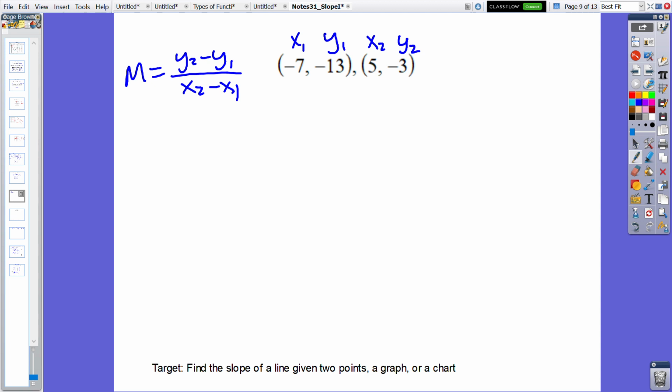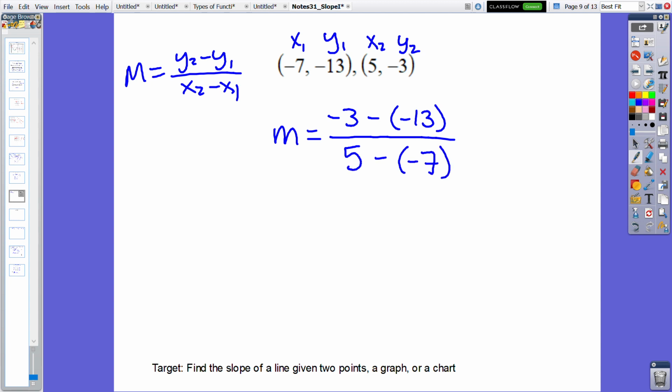All right, so let's go ahead and use this. When I replace all my variables, x1, y1, x2, y2, I get negative 3 minus negative 13. Okay, make sure you put that negative 13 in parentheses so you don't get minuses confused. And then 5 minus negative 7. Now remember, when we subtract a negative number, it changes the sign. So we can go ahead and change the minuses and the negatives after that to positives. So I get negative 3 plus 13 divided by 5 plus 7.